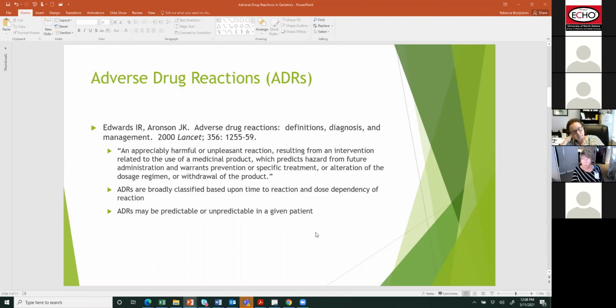There are other adverse drug reactions that are idiosyncratic. We don't know exactly why they're caused or why they occur in a certain time frame, but nonetheless, they still can occur. And those tend to be more rare. And we would know medications that were associated with that. That would often be something that we would be counseling patients about, or talking to patients about, if it's a significant adverse drug reaction. So again, adverse drug reactions as a whole are broadly classified based upon time to reaction, dose dependency, and predictability of the reaction itself.